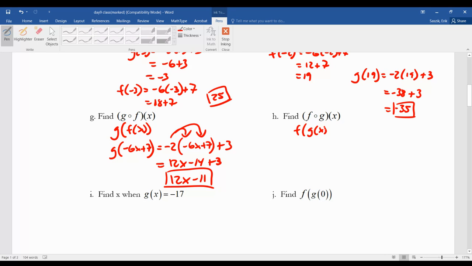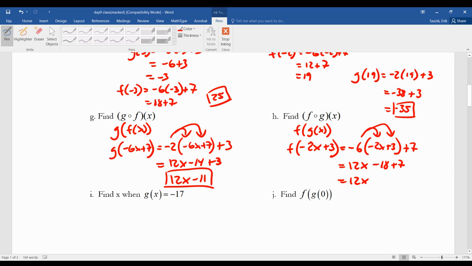F of g of x. Remember, g of x is negative 2x plus 3. So now I'm going to the f function. But instead of writing the x, I'm replacing it with negative 2x plus 3. And at the back of the f function is plus 7. So I got to do a little distribution again. Nothing to combine with the x now. It's totally coincidental, we got the same thing as we did on the left.